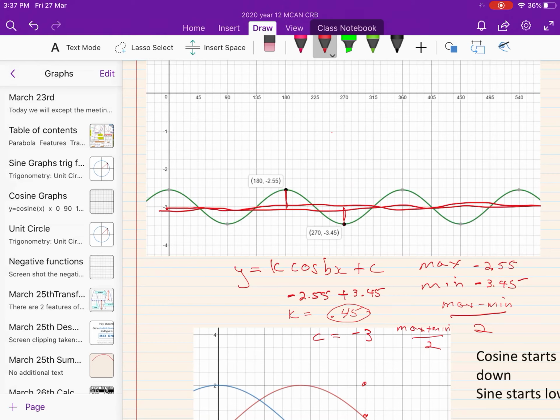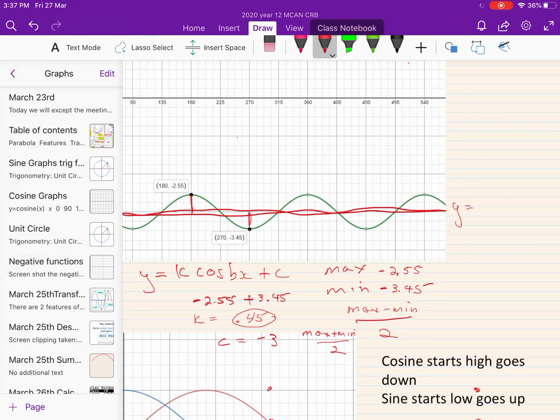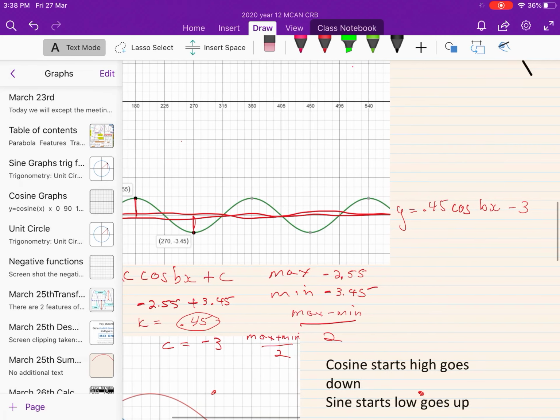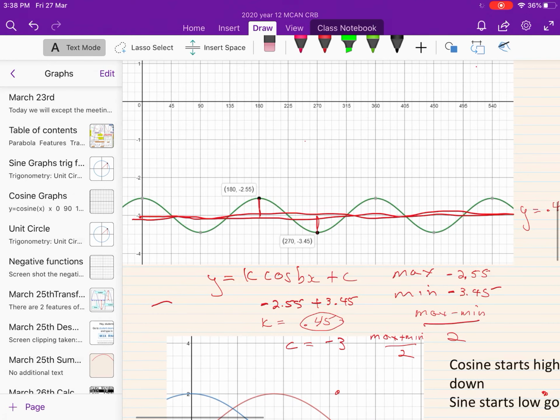So now let's see what I've got here. I've got y is equal to 0.45. Going to go with the cos bx. We haven't done b yet. It's okay, bx minus 3. Now, let's take a look at where this thing completes itself.